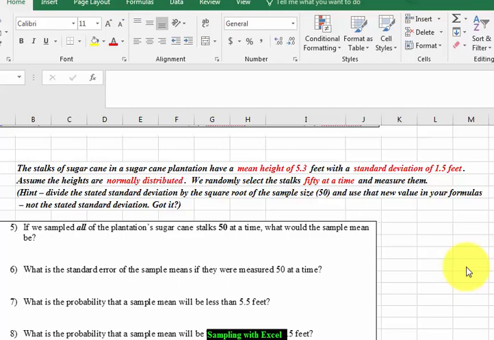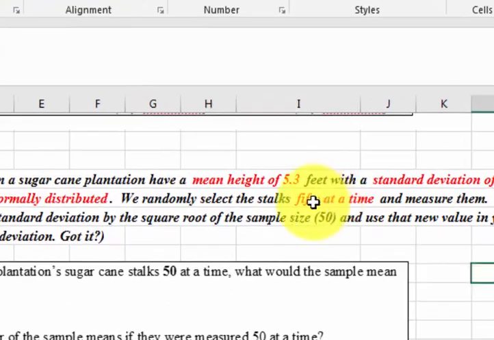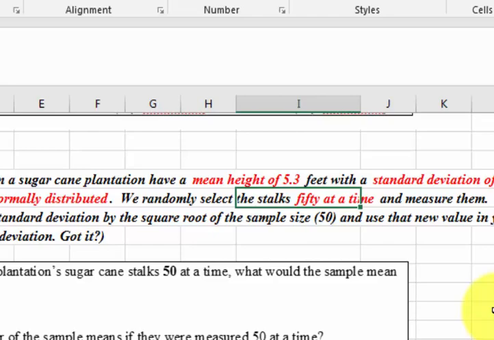Some more sampling with Excel. So it states right in the problem that they take these sugar stalks 50 at a time and measure them. So your sample size is 50.